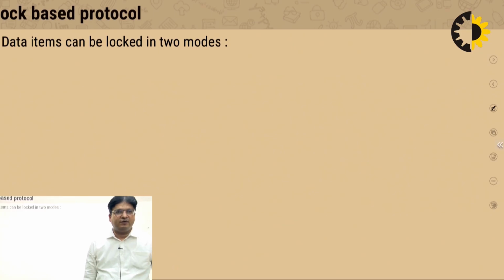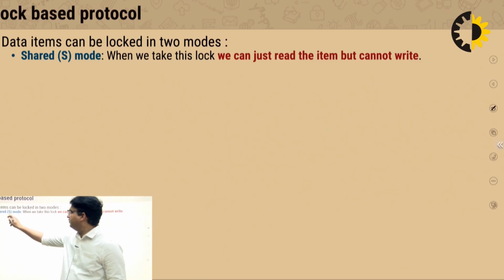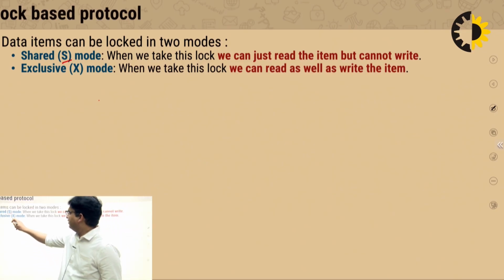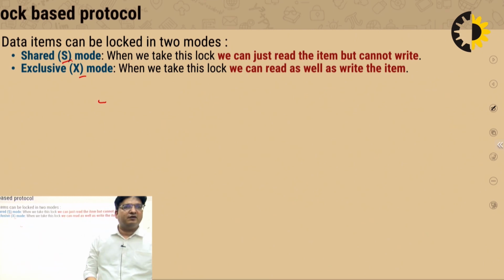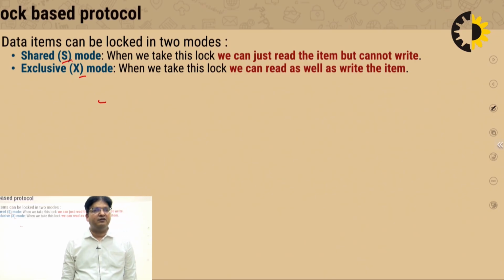A data item can be locked in 2 modes by a transaction: either shared mode or exclusive mode. Shared mode is denoted by S and exclusive mode is denoted by X. In a shared lock, a transaction can only read the value, it cannot write it, and in exclusive mode a transaction can read as well as write the value of a particular data item.